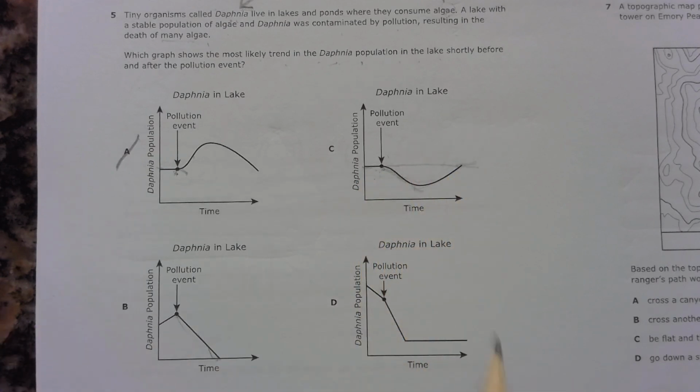Okay, and looking at D down here, you'll see the Daphnia numbers here were already going down before the pollution event. That doesn't make sense. There's no reason for the Daphnia numbers to be going down before the pollution event. They should have been just fine and stable. So if this graph looked like this, then that might be different, but this one is wrong for that reason. So your correct answer here would be C.